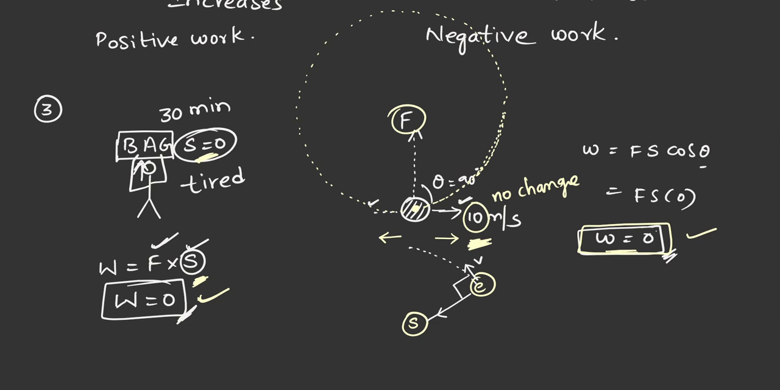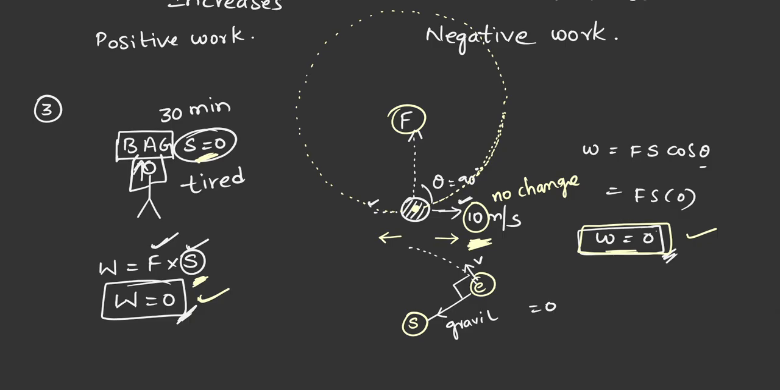Circular or any other comes in the future discussions. So basically, it changes the direction, not the magnitude. That's why the work done by this gravitational force is 0. So these are the examples. This is the example for zero work done.